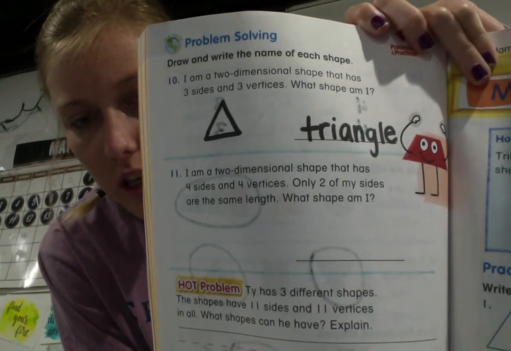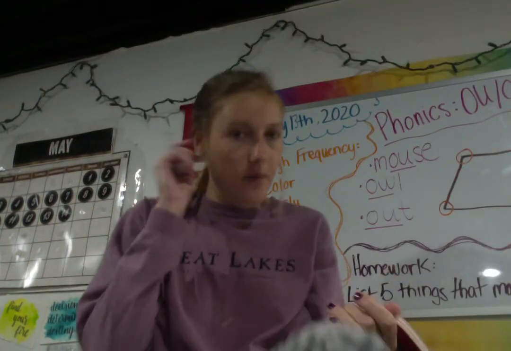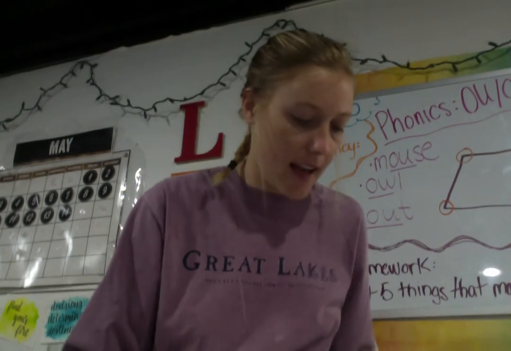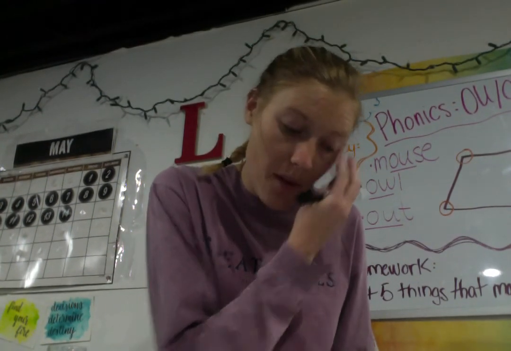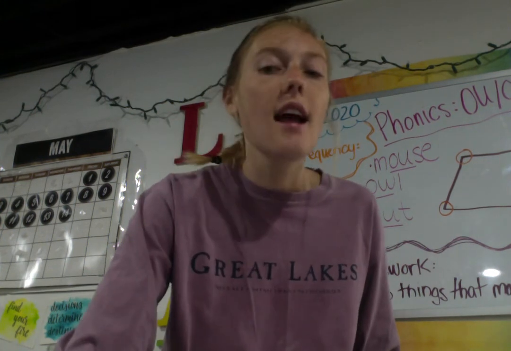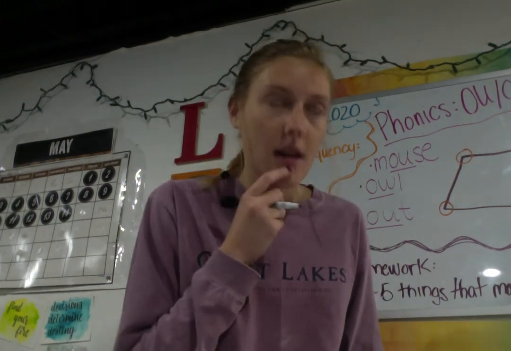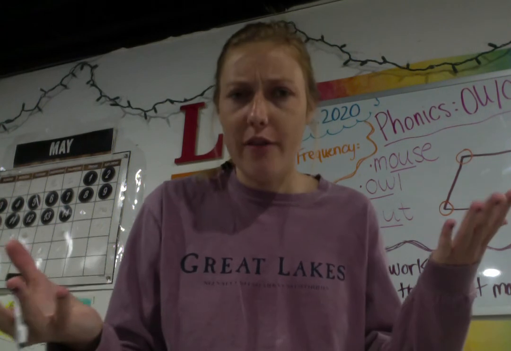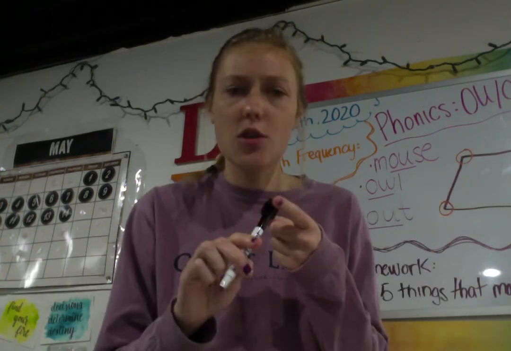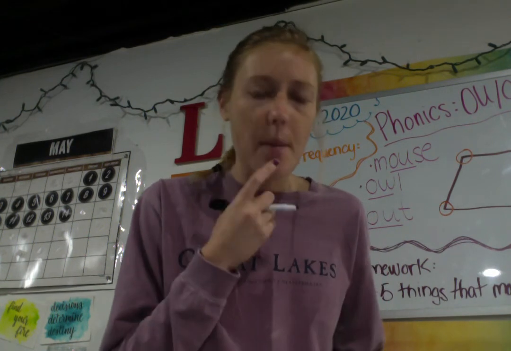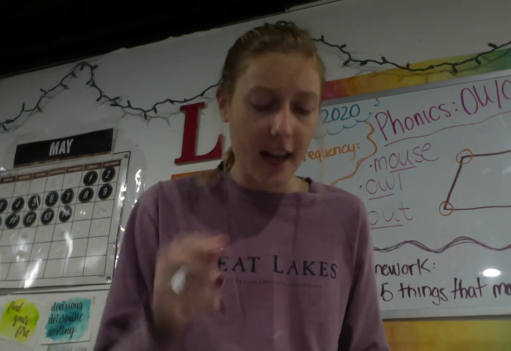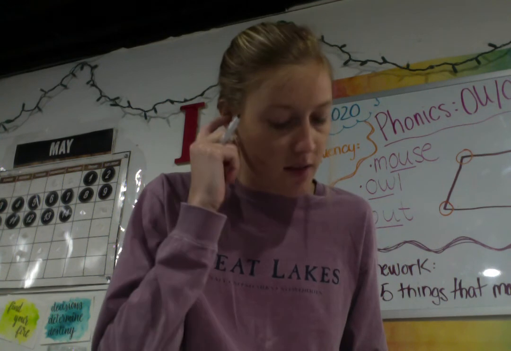Rashid looks ready. Good, let's read the next one. If you didn't finish, I'll show it again in a second. Number 11 says, I am a two-dimensional shape that has 4 sides and 4 vertices. Well, we learned about lots of shapes that had 4 sides and 4 vertices, didn't we? The square had 4 sides and 4 vertices. The rectangle and the trapezoid all did. So let's keep reading to see what other clues it gives us.